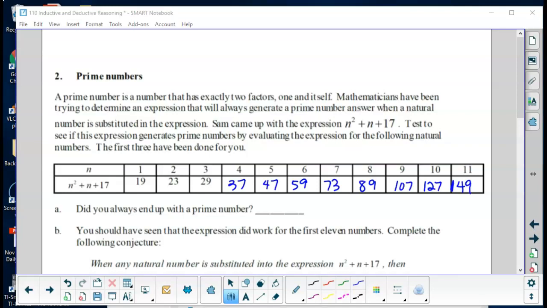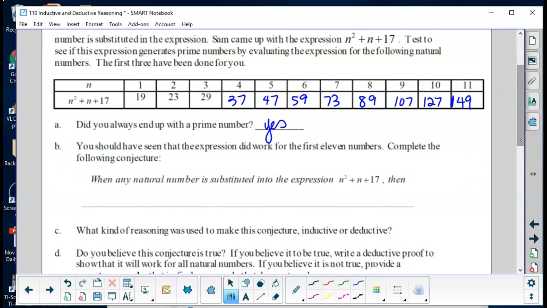Okay, so hopefully you check your answers with what's there. And then it says, did you always end up with a prime number? So if you check all of those numbers that you got, they are all prime numbers. So you should have seen that the expression did work for the first 11 numbers. Complete the following conjecture. So as I said, it's if or when something happens, what's the result? So if then, or in this case, when then. So here, when any natural number is substituted into the expression n squared plus n plus 17, then the result is a prime number.